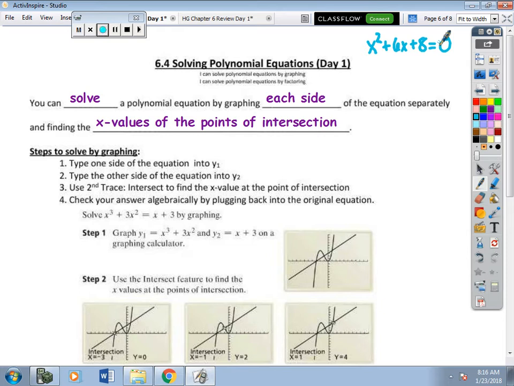So remember, when we were solving quadratic equations, we normally just factored it and found the answers, or we graphed it. In this case, we're going to get cubic functions, which you don't necessarily know how to factor yet. So you can actually solve a polynomial by graphing each side of the equation separately and finding the x values of the points of intersection. This is one method. I'm also going to show another method.